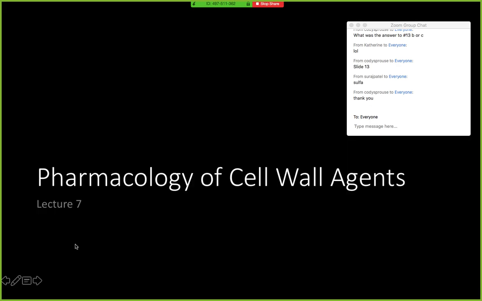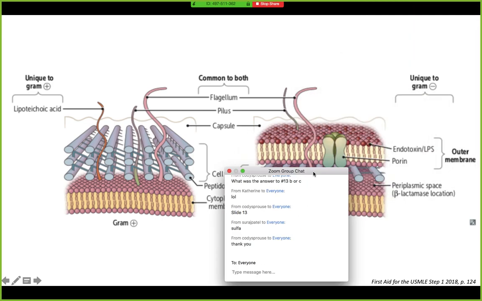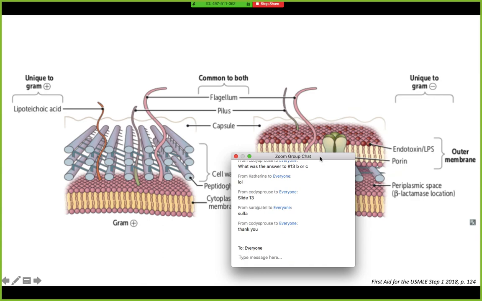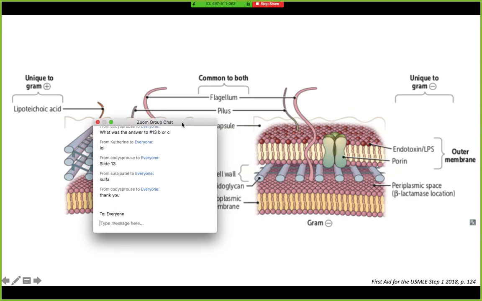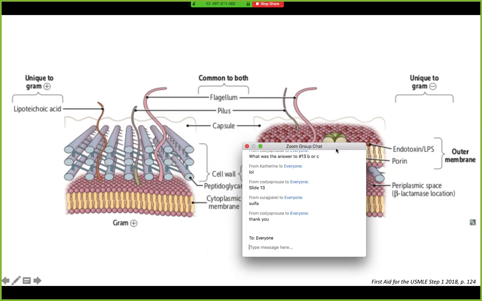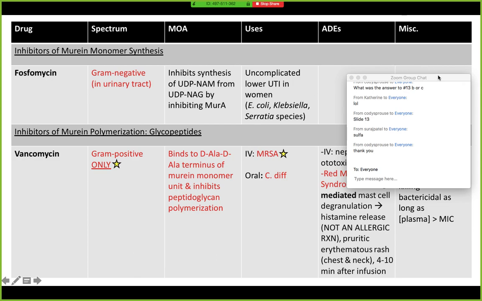Yeah, no problem. Okay, so going on to the cell wall agents. Make sure that you review your basics from micro here. In your gram-positive organisms, remember you have the lipoteichoic acid, and then in gram-negative organisms, you have the outer membrane with your LPS, and then, of course, a much thicker peptidoglycan cell wall in your gram-positive organisms.